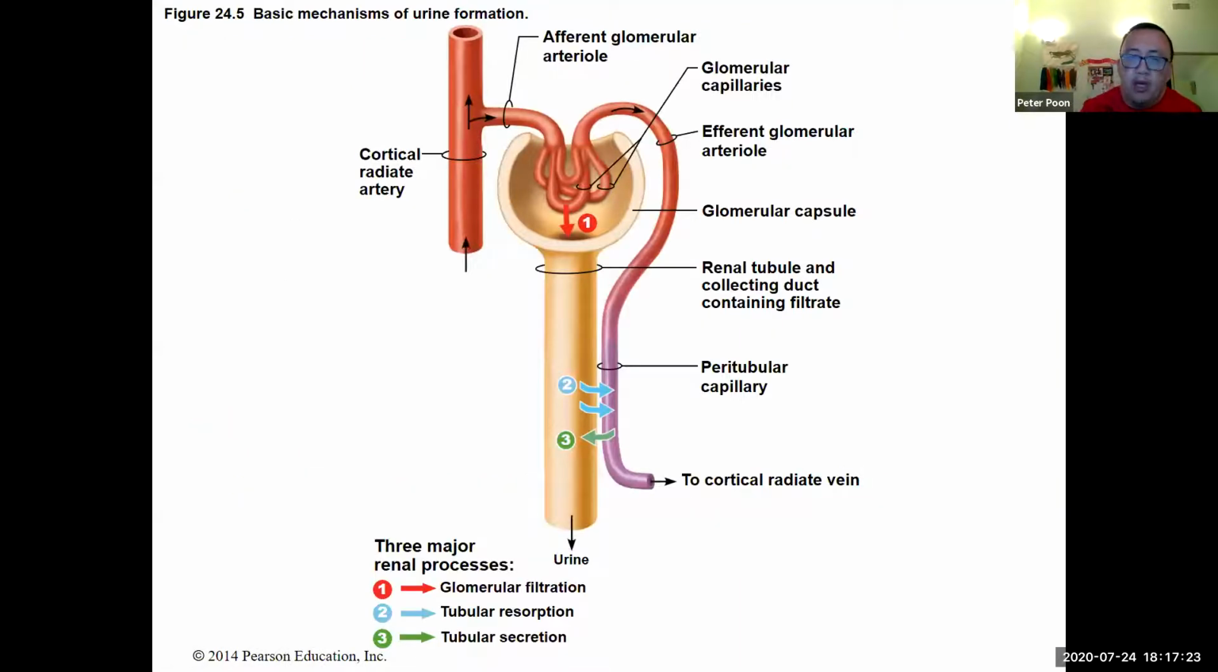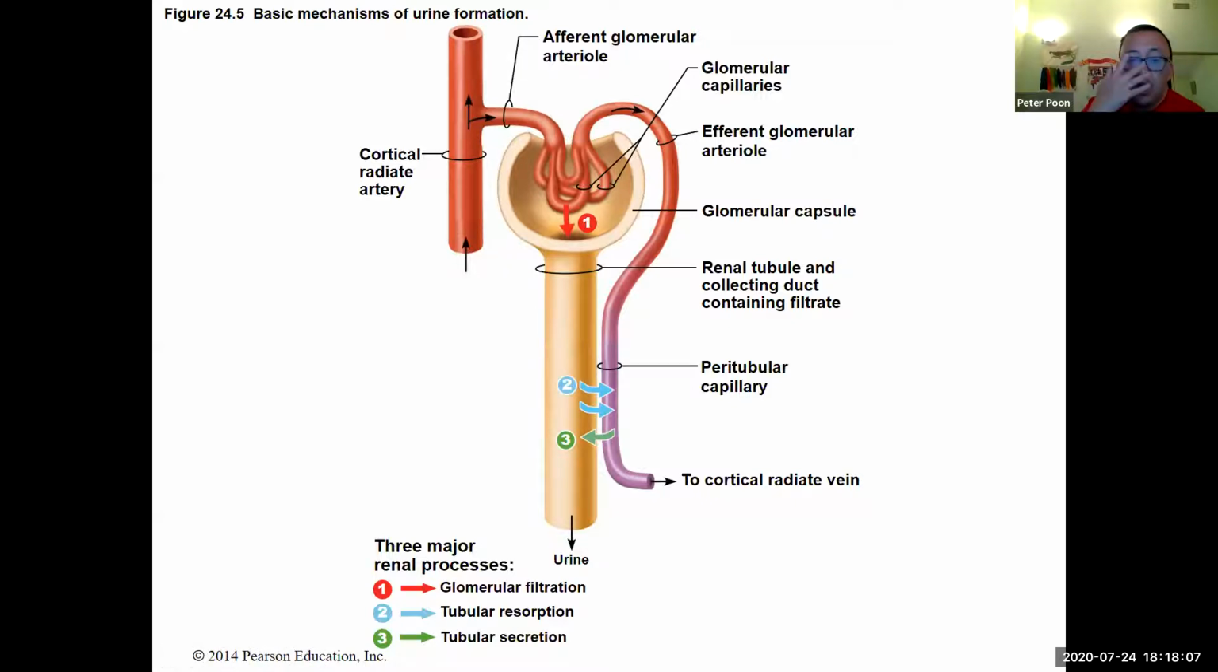Here's your blood supply. The first thing that has to happen is filtration. You filter stuff out of the blood, and what you filter out is the filtrate. That comes directly out of the blood. The next part is tubular reabsorption. So it goes from the filtrate back into the capillary. It goes from the renal tubule into the capillary.